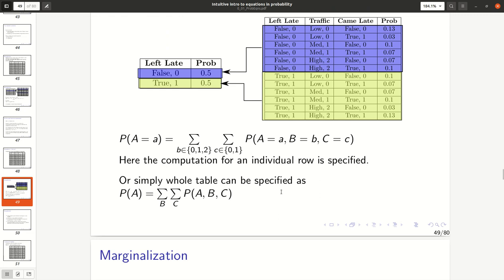We have only two rows in the new table, corresponding to A being false and true. To obtain the value in one row, you will have to sum these 6 values. For the second row, these 6 values. Below the table you can find this formula, and the simplified representation of it is just P of A is equal to summation over B and C of P of A, B, C.